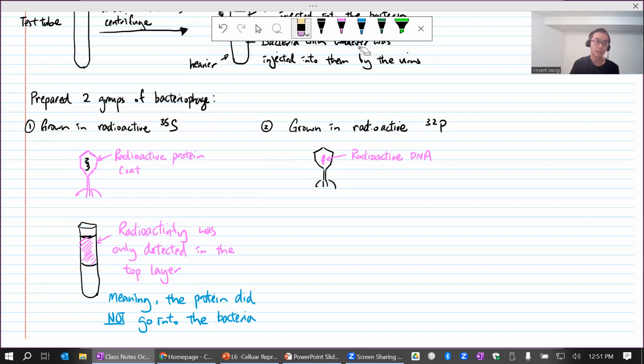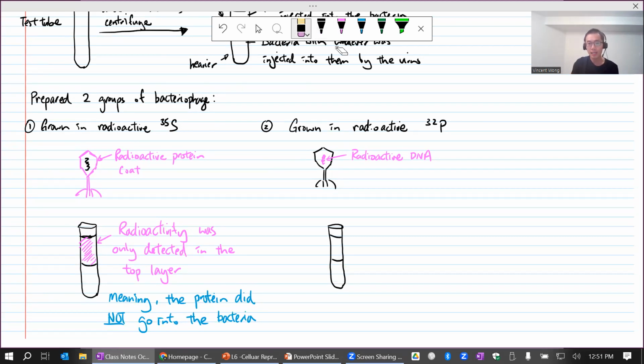Now you gotta be careful. This doesn't actually show that the DNA went in. Maybe the DNA didn't go in either, right? We don't know. There's no way for us to see the DNA here, right? Because we didn't label it. Okay? This only shows that the protein did not go in, which is why they needed to do the second group over here.